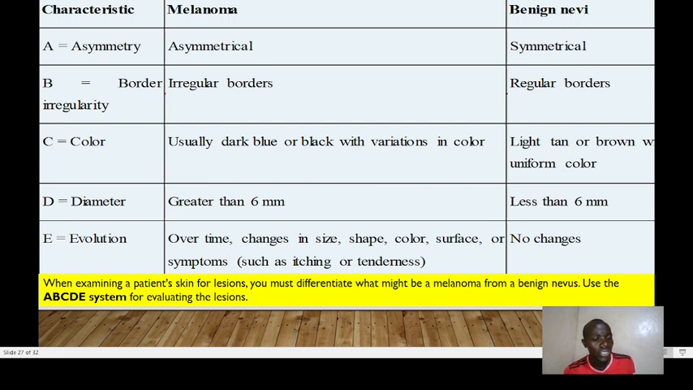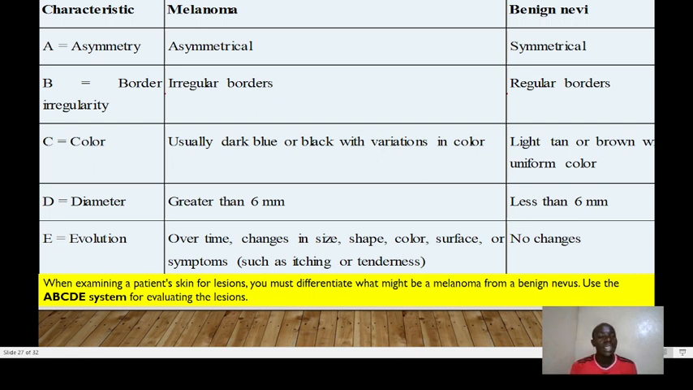Remember, when examining a patient's skin for lesions, you must differentiate what might be a melanoma from a benign nevus using the ABCDE system for evaluating the lesions. So A, you find that the melanoma is asymmetrical, whereas the benign nevus is symmetrical. B, you find that the melanoma has irregular borders, whereas the benign nevus has regular borders. C, you find that the melanoma usually is dark or black with variations in color, whereas the benign nevus is light tan or brown with uniform color.